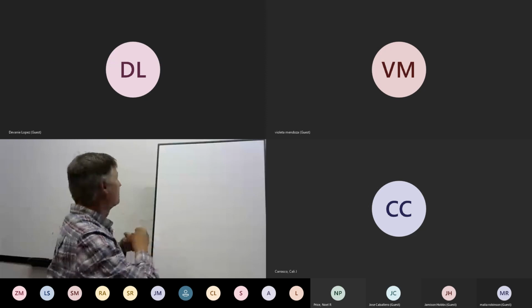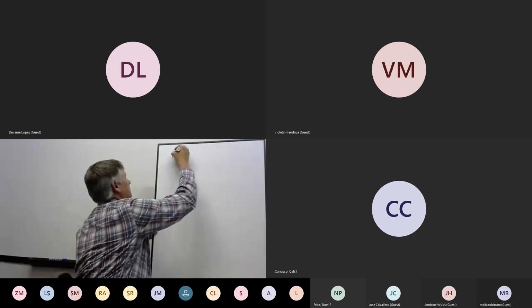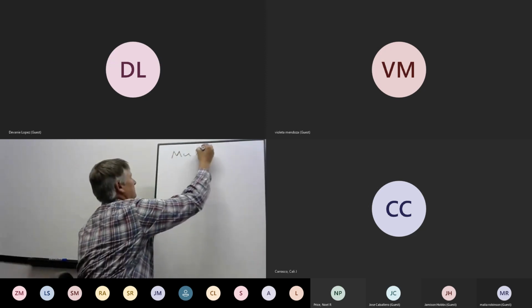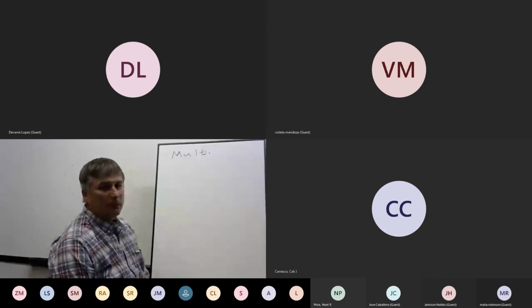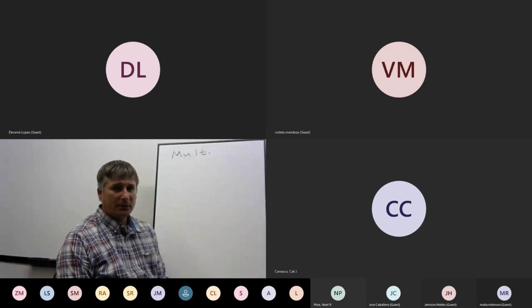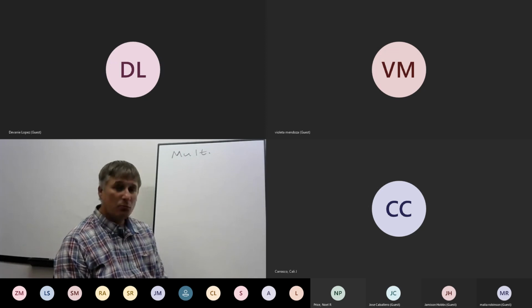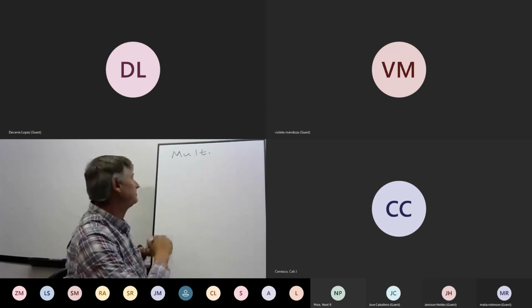So, multiplication. Now, when we added and subtracted, we lined up the decimals. With multiplication, we're going to do something a little different.